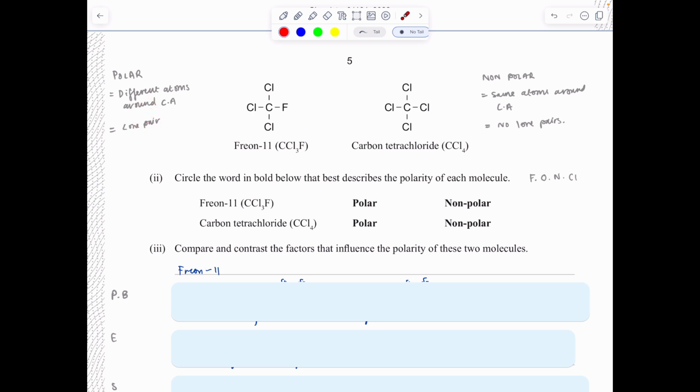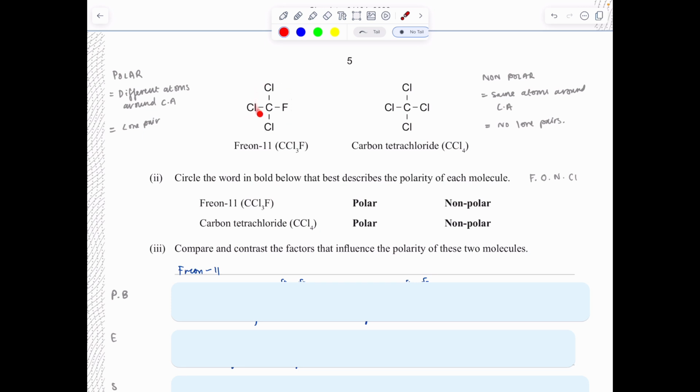And then the criteria for non-polar molecules is that it has the same atoms around the central atom and it's got no lone pairs. This is what makes it symmetrical, and because of this symmetry, it allows it to be non-polar as the dipoles cancel out. Okay, but for polar molecules, it's the lack of symmetry which accounts for the dipoles adding up, which creates a molecular dipole and hence a polar molecule.